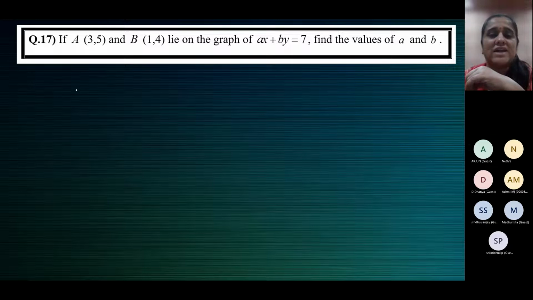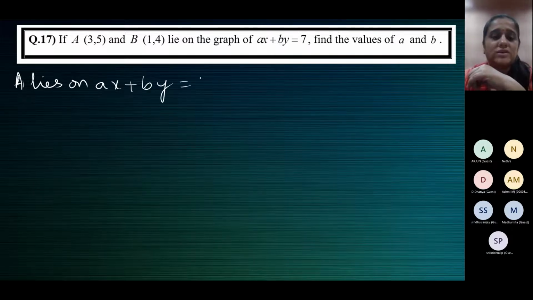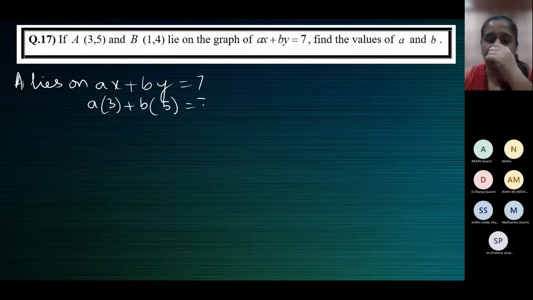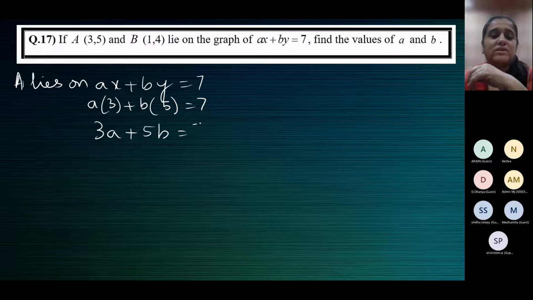The points A and B will satisfy the equation because they lie on the graph of AX plus BY is equal to 7. So A lies on AX plus BY is equal to 7. So A into what is the value of X? 3 plus B into what's the value of Y? 5 is equal to 7. So we have an equation 3A plus 5B is equal to 7. Okay, so this is the first equation.